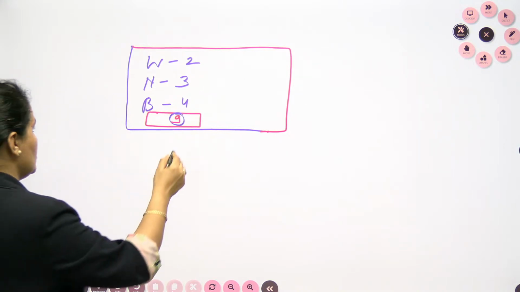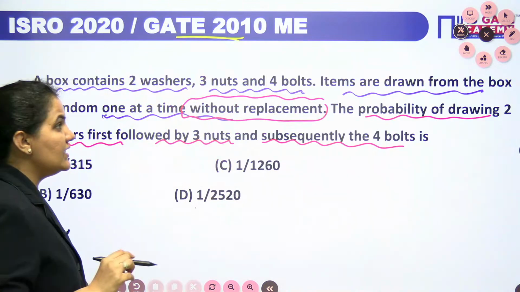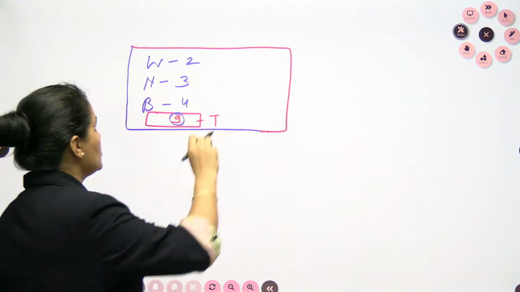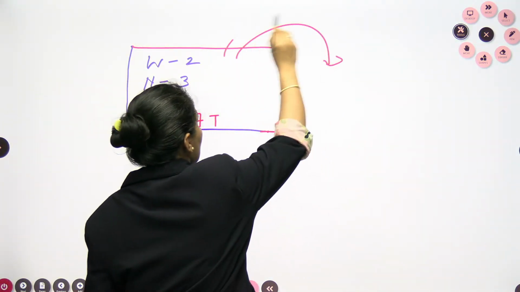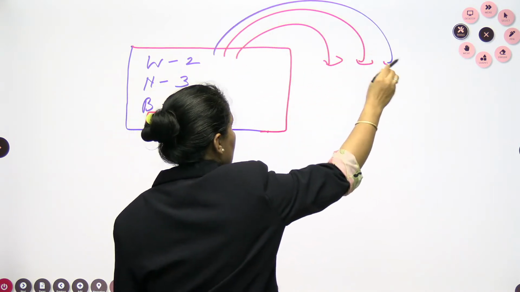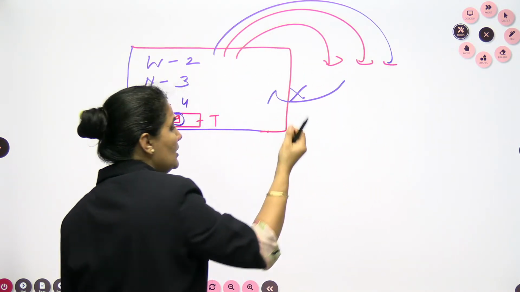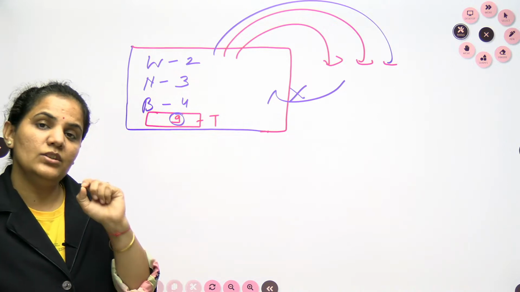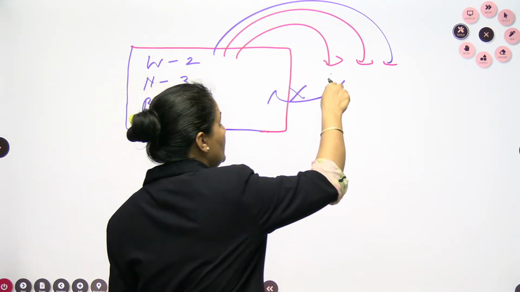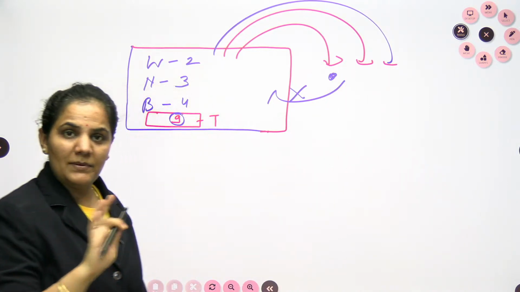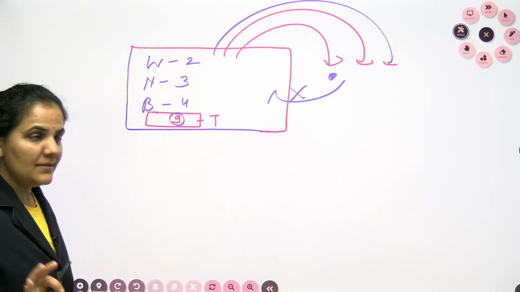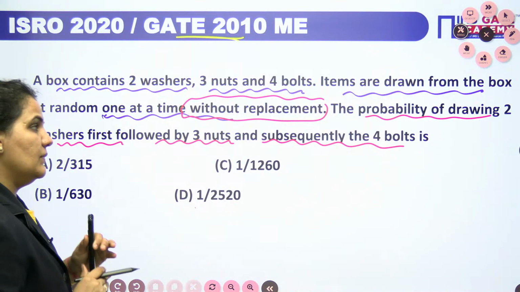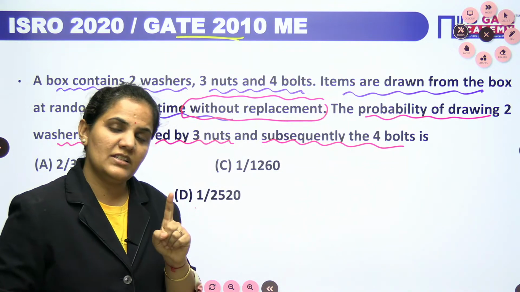So what I need to do is draw one by one. I will draw one part, then one part, then one part. Replacement is not allowed. Whatever part you take outside, you are not allowed to mix it again. So replacement is not allowed here. It is clearly mentioned. This is the first important thing.